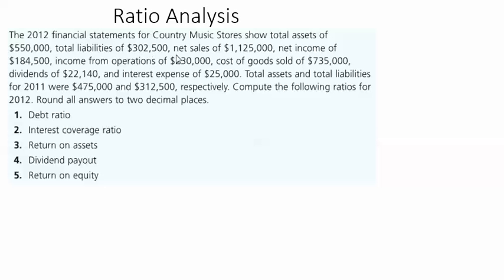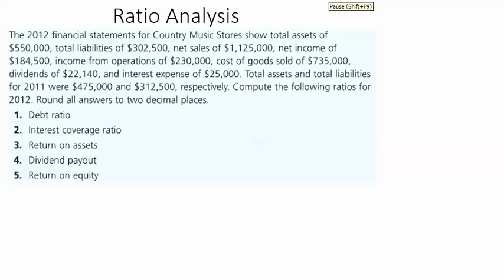So the problem states the 2012 financial statements for country music stores show total assets of $550,000, total liabilities of $302,500, net sales of $1,125,000, net income of $184,500, income from operations of $230,000, cost of goods sold $735,000, and dividends of $22,140, and interest expense of $25,000. Total assets and total liabilities for 2011 were $475,000 and $312,500 respectively. Compute the following ratios for 2012. Round all answers to 2 decimal places.